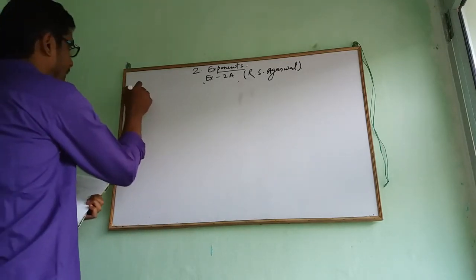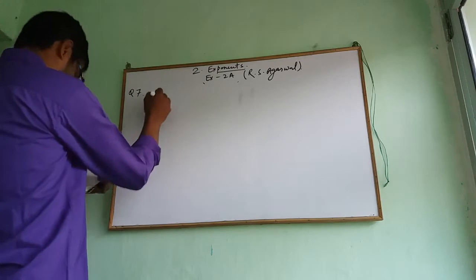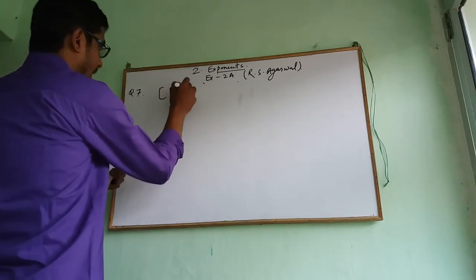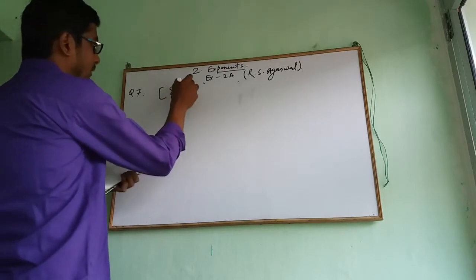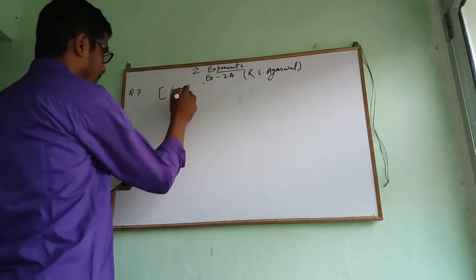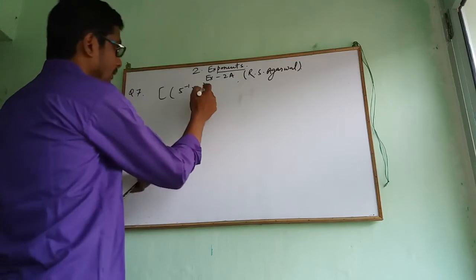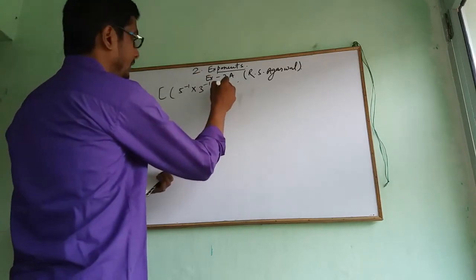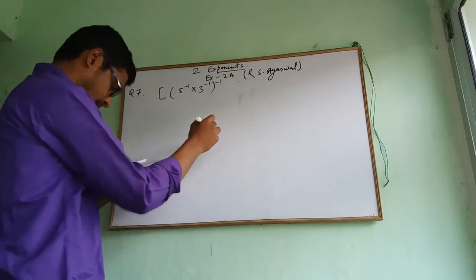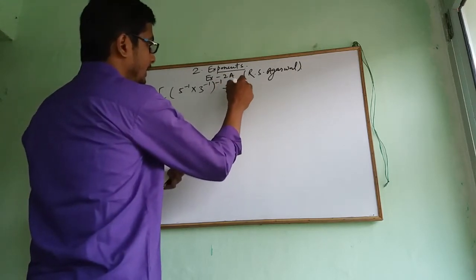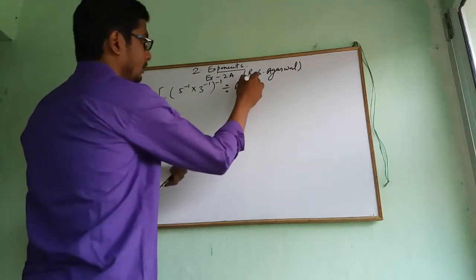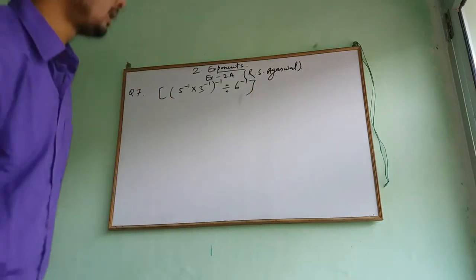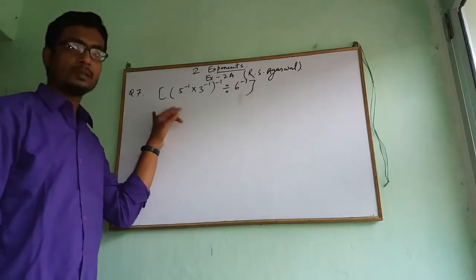Question number 7. Find (5 power minus 1 multiplied by 3 power minus 1) whole power minus 1, divided by 6 power minus 1. Now let's see how we will solve this question.